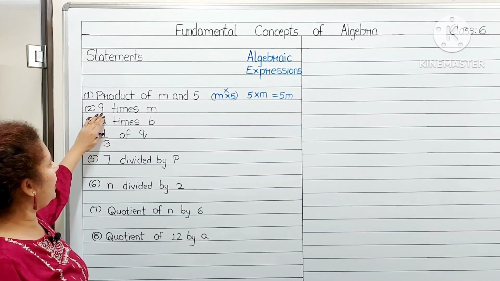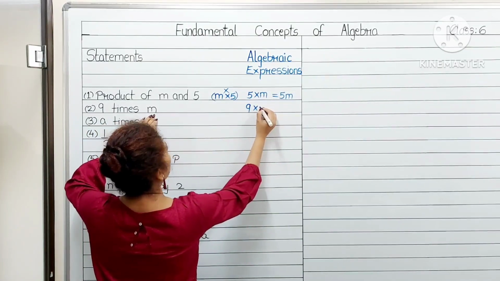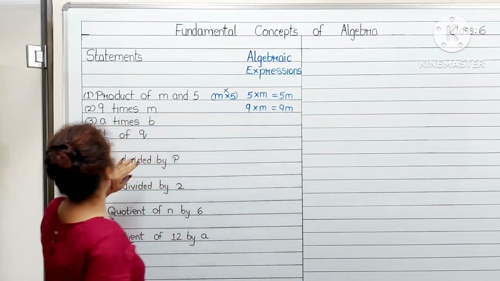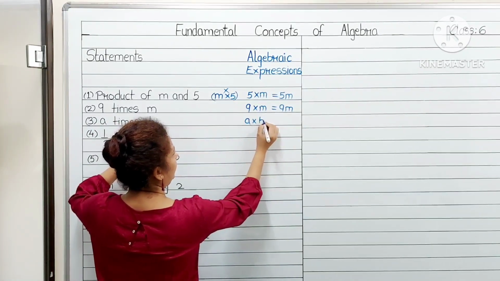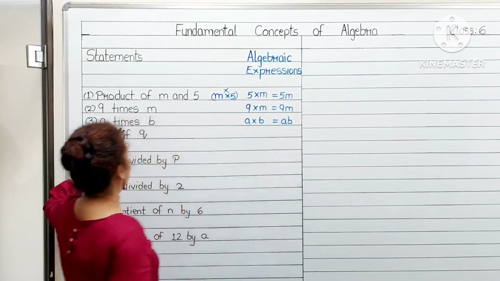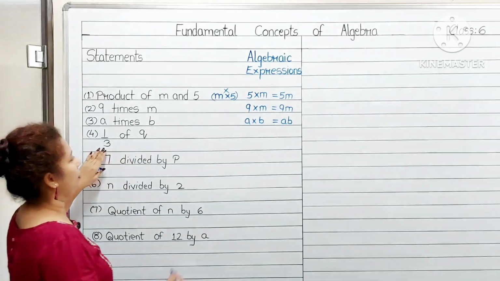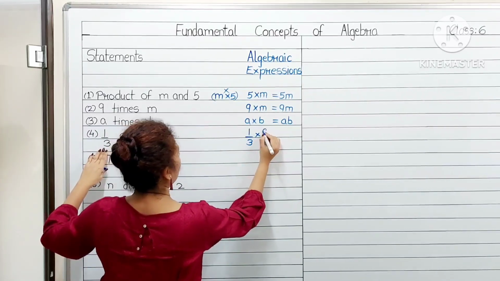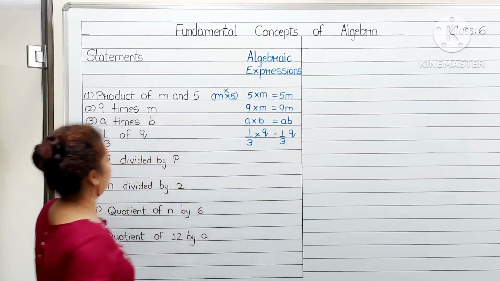Second statement is 9 times m. That is 9 into m. So it will become 9m. a times b. So that is a into b. Times means multiplication. So it is ab. 1/3 of q. Of means multiplication. So 1/3 of q. So here 1/3 q.